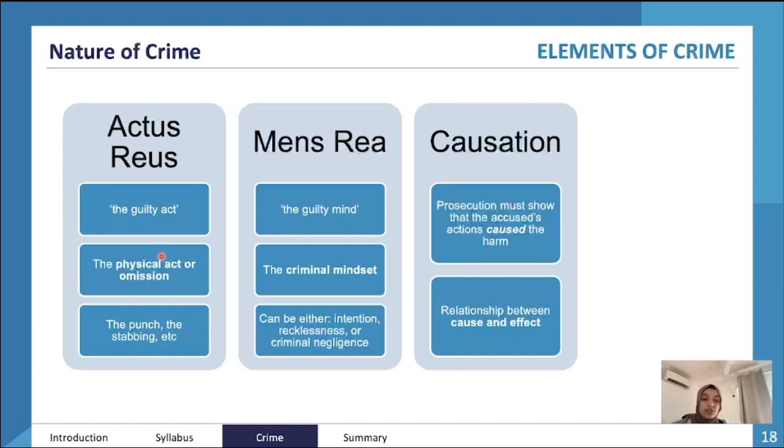And then we have causation, which is where the prosecution, the people bringing the action to the court, must show that the accused's actions caused the harm. So that there is a causal link, there is a link between the action of the accused and the harm that occurred. So if the accused punched someone and the harm was that that person passed away, that is causation. There's a clear link between the punch, which is the action, and the result of that, which is a person passing away. So relationship between cause and the effect.